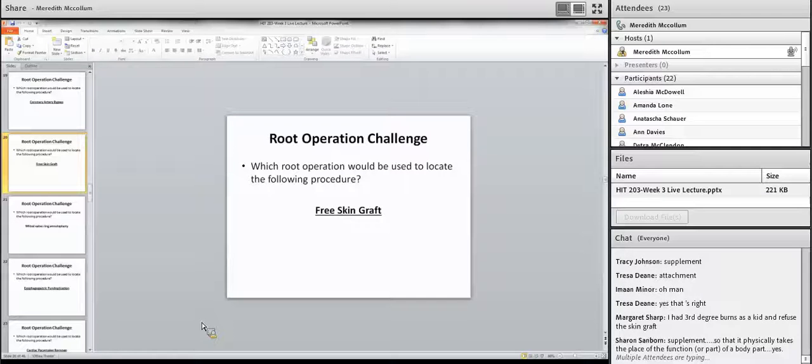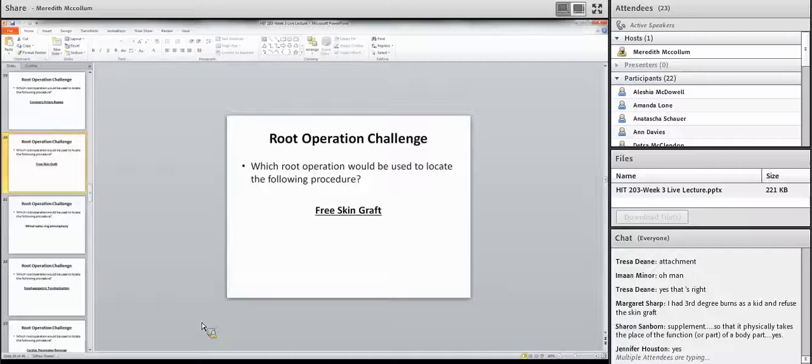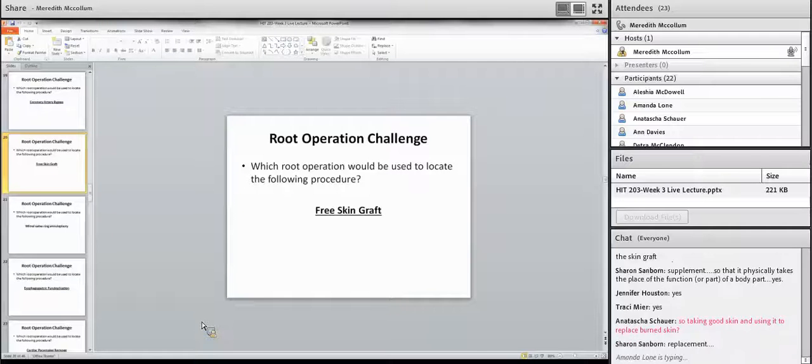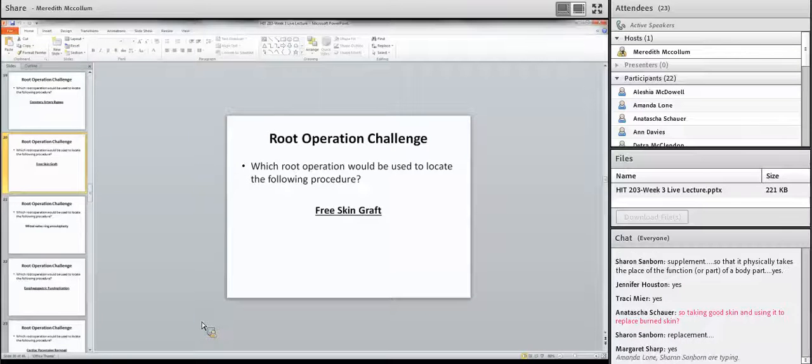Oh, wow, Margaret. Sharon, actually, it's replacement. It's not supplement, but it's replacement. Yes, that's correct. You're taking good skin and using it to replace burnt skin. So that is a replacement.